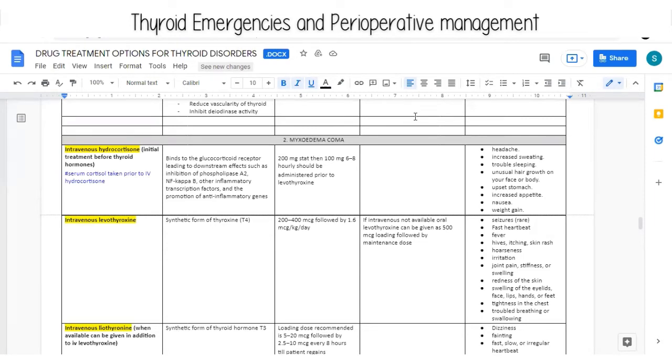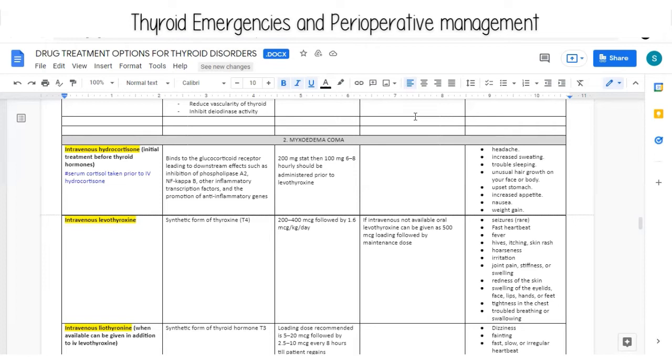So what is the best treatment for myxedema coma? Patients who have been diagnosed with myxedema coma are critically ill and should be nursed in intensive care wards. The first line of treatment is intravenous hydrocortisone, which should be given as an initial treatment before thyroid hormones. However, before giving intravenous hydrocortisone, serum cortisol should be taken. The dosage recommendation is 200 mg followed by 100 mg, 6 to 8 hourly, which should be administered prior to levothyroxine, like I have mentioned.